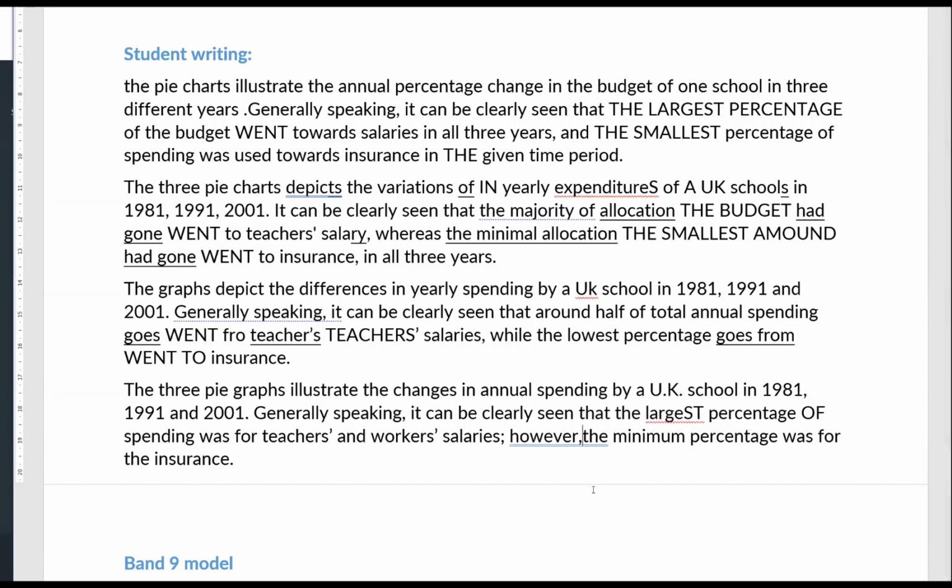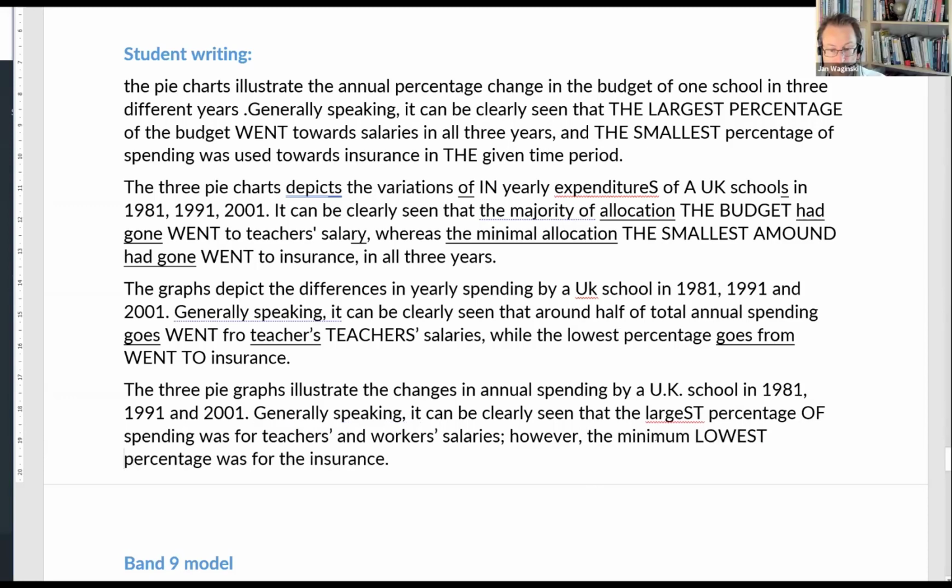Comma? Yep. The lowest percentage. Or the minimal? Not the minimum percentage, the lowest. Minimum means lowest possible. Can I use minimal? It's not going to work here. Just use a common word, lowest, smallest.